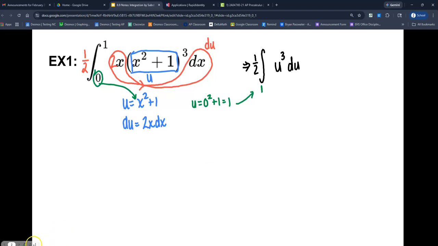And then we're going to do the same thing with this top limit right here. We're going to take that 1 and plug it in. That's going to be u equals 1 squared plus 1. That's going to give me 2. That's going to go up here as my upper limit.